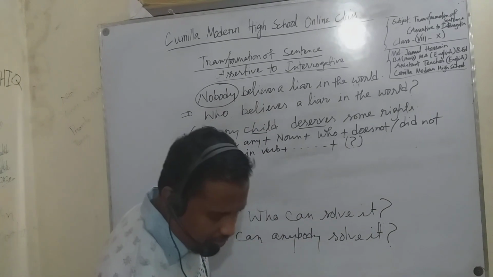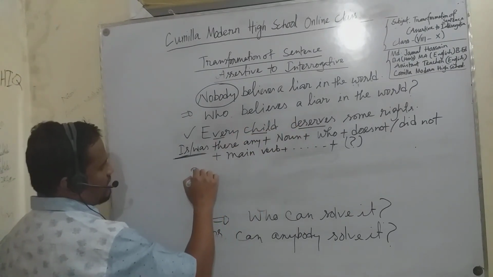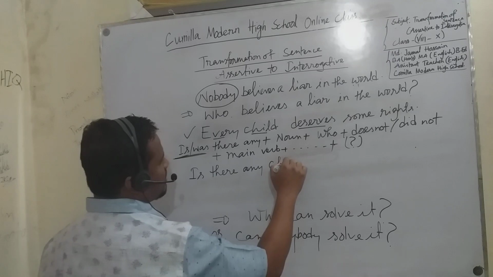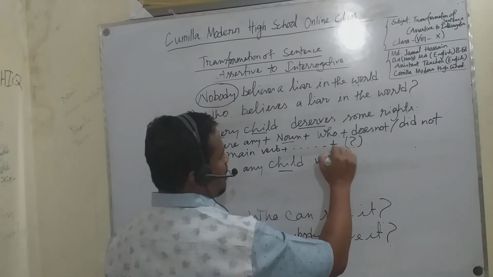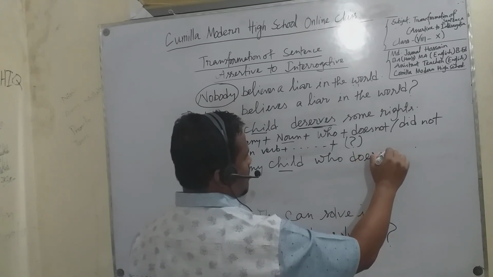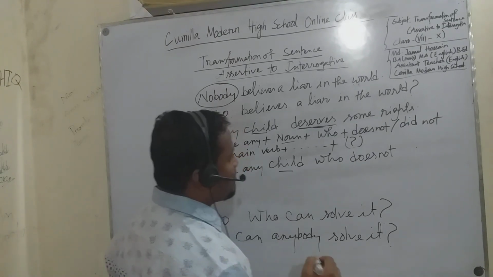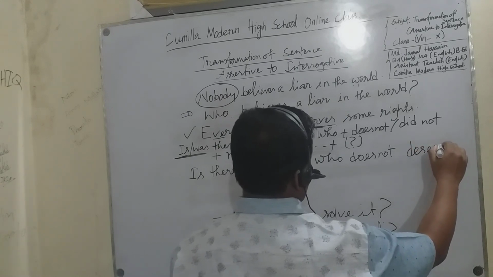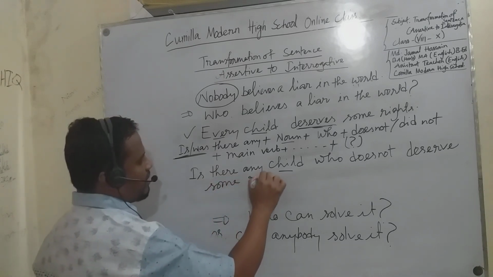The answer of the sentence will be: Is there any child, noun child plus who, then since there is "deserves," you have to use doesn't or does not. Is there any child who does not or doesn't deserve some rights?